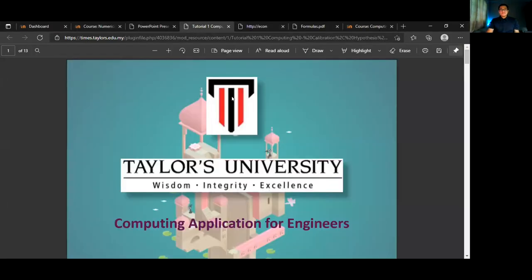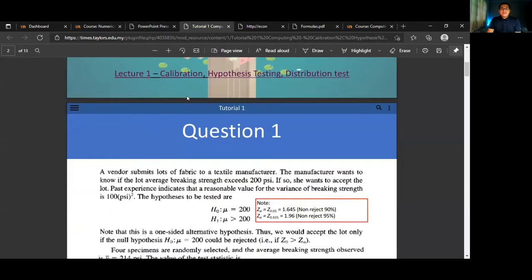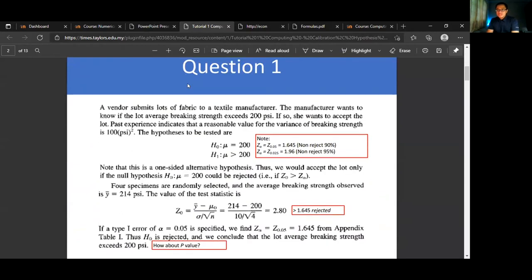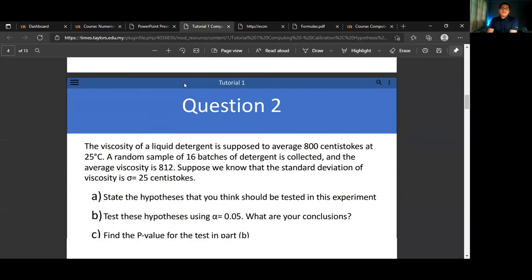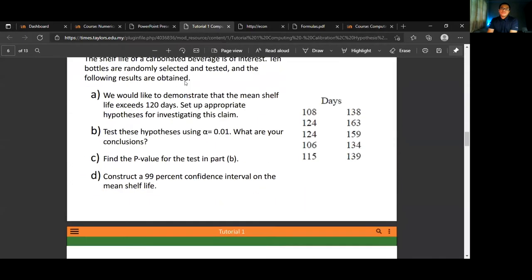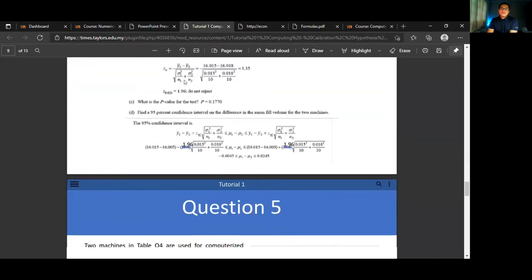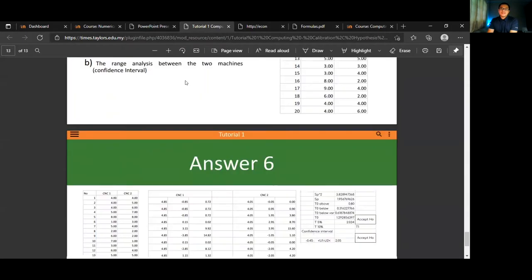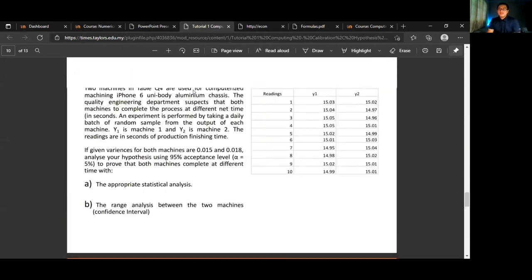Tutorial one. Now, the names are here and there. So you can see here the name is Computing Application for Engineers. And then we have a few questions. Question 1, 2, 3, 4, 5, and 6.